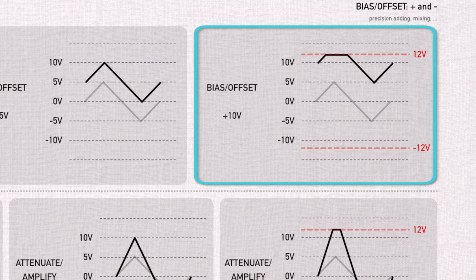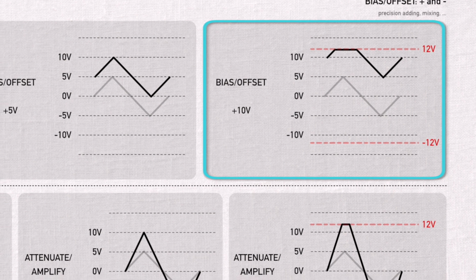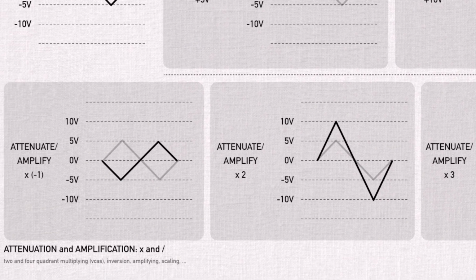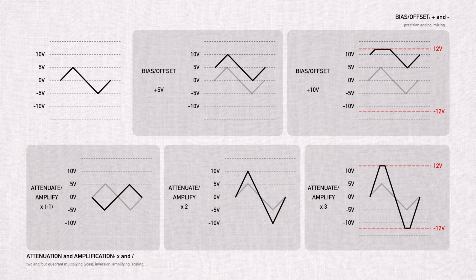Some modules though, and ARKAN is no different, have built-in clipping. That's what this flattening of the wave is called. And this clipping usually happens around 10 volts and -10 volts. So now let's have a look at what I did on the bottom of this page. And this is about attenuation and amplification.